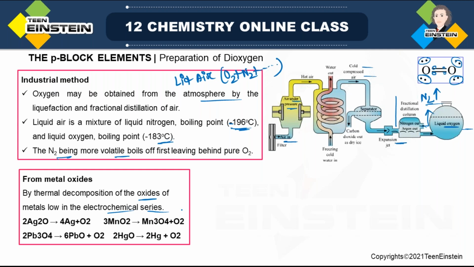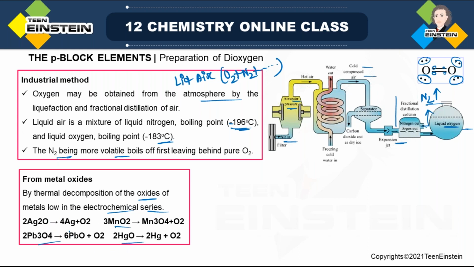More positive value means their tendency for oxidation will be very low. So these metals mostly will have a tendency to get reduced. Okay. Here we have taken silver oxide, manganese oxide, mercury oxide, and lead oxide.